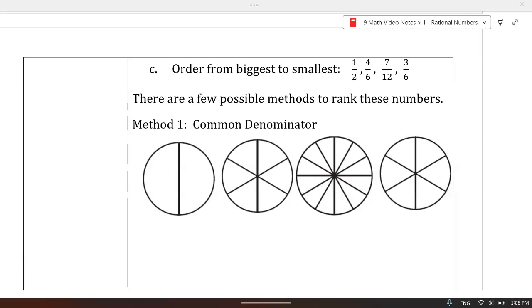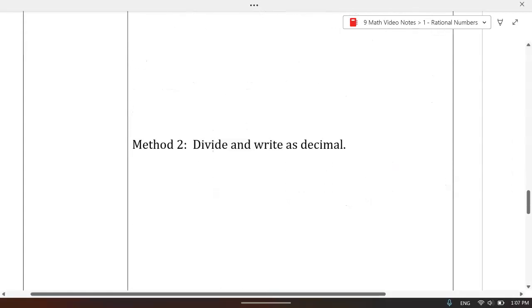So when we're ordering fractions, we can use the idea of a common denominator and a visual representation of that fraction. This question right here is: order from biggest to smallest: 1/2, 4/6, 7/12, and 3/6.